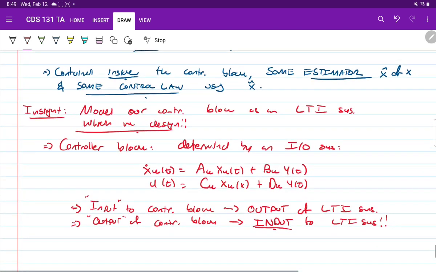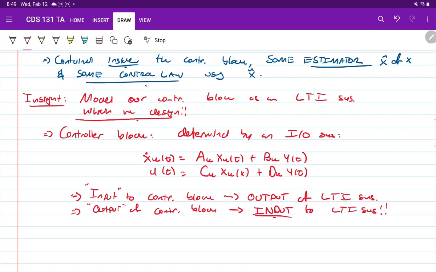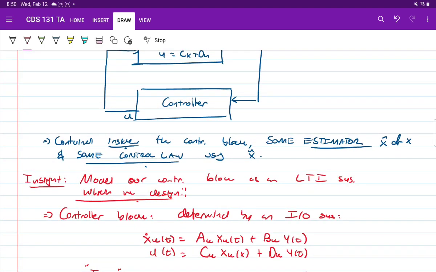So what I'm doing here is something that's really super powerful, okay? I want you to really internalize this. Instead of just designing a control law u equals Kx, I'm designing an entire LTI system to fit inside this controller block, okay? This LTI system takes as an input the output of my true system, and its output is the input to my true system, okay? So this controller is implicitly an LTI system.